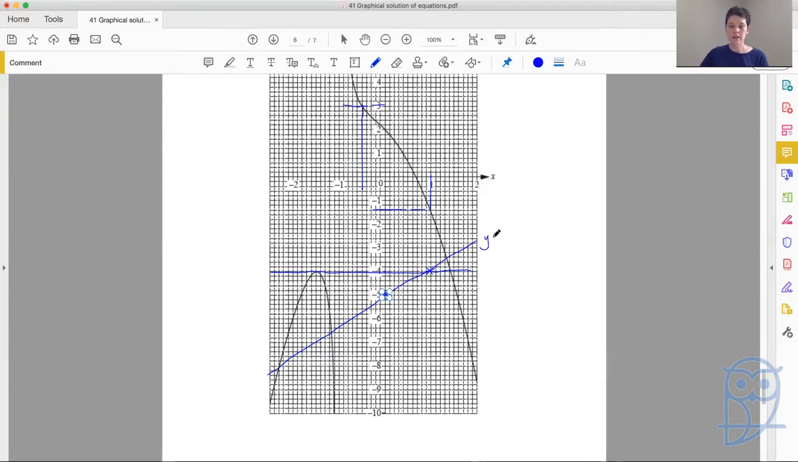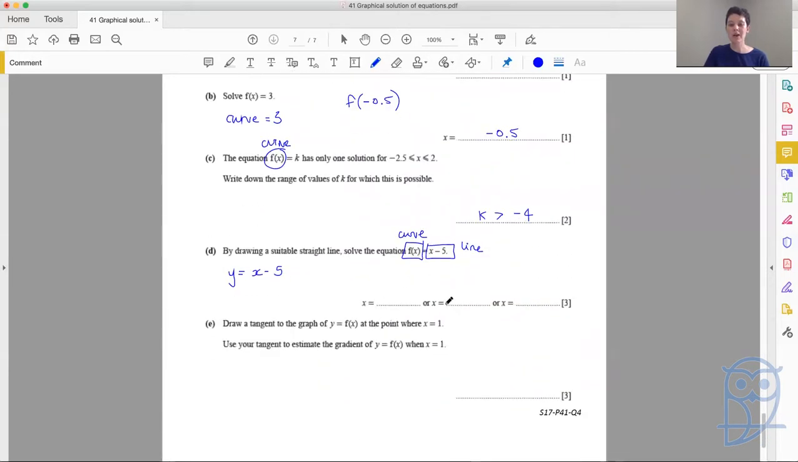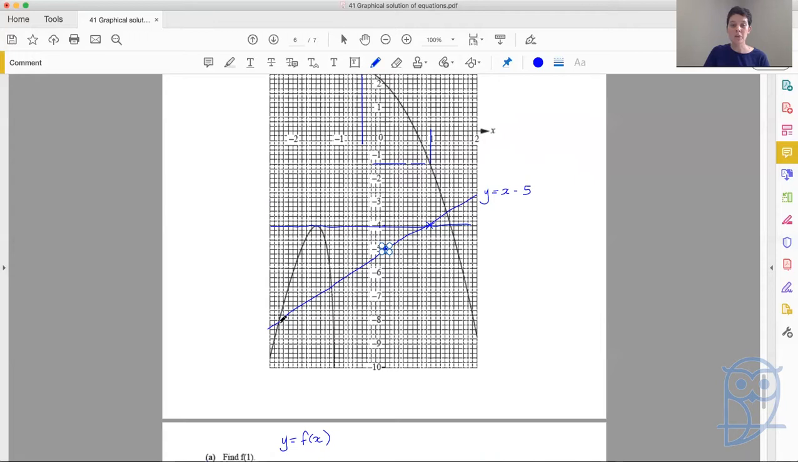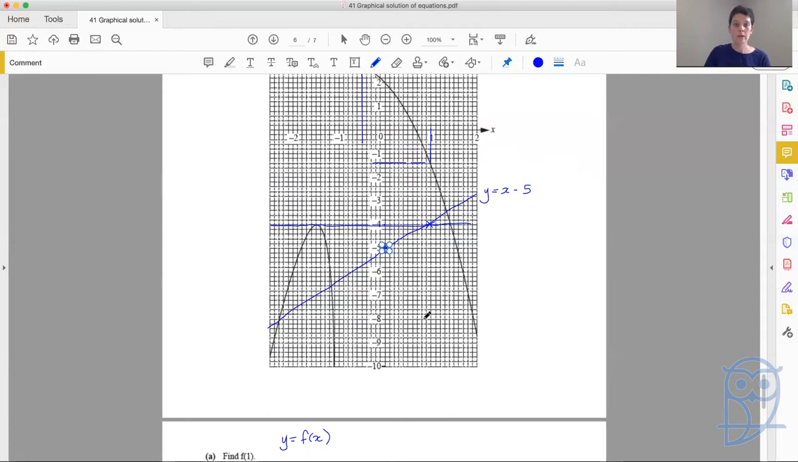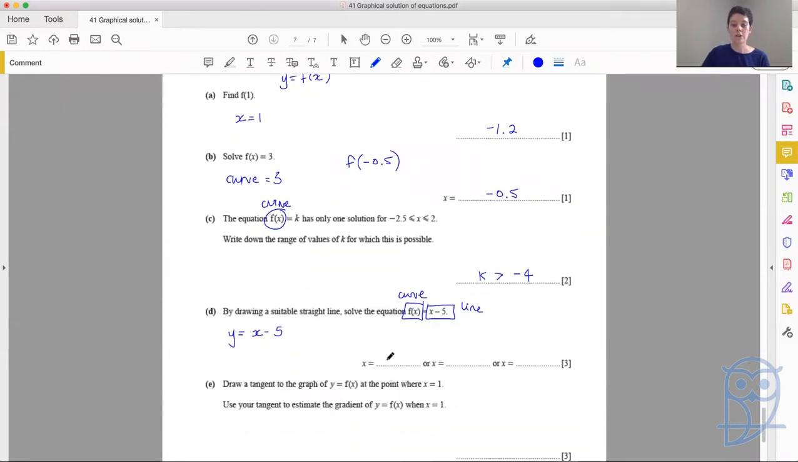So y equals x minus 5, and the solutions. And again, we've got that wonderful double check: 1, 2, 3 solutions, and 1, 2, 3 intersections. So we established that our x-axis is going in 0.1s, and we know this is minus 2.5 to 2. So minus 2.5, minus 2.4, minus 2.3 would be our first answer for that first intersection.